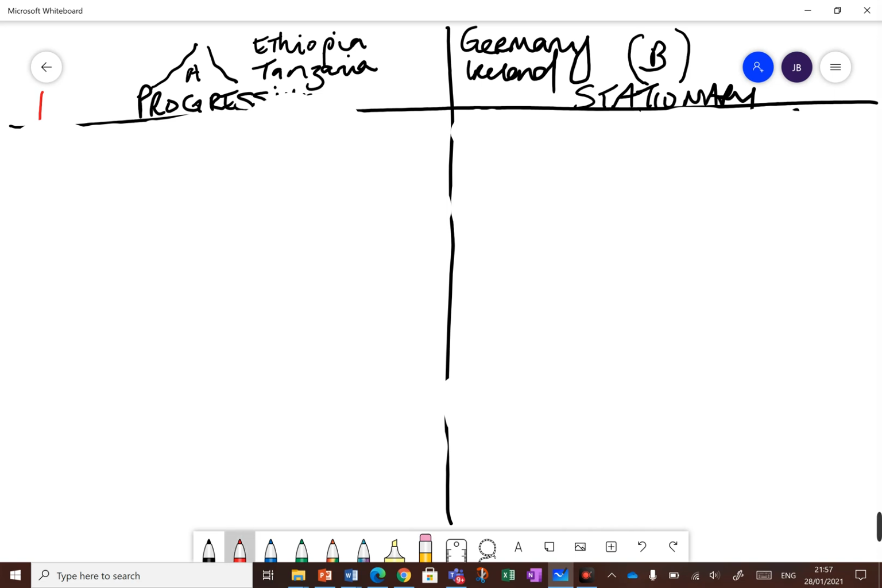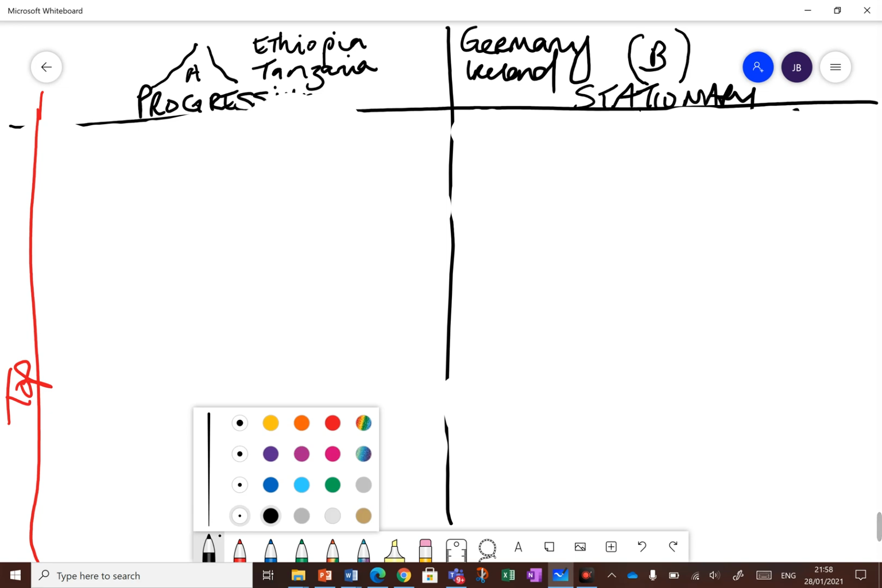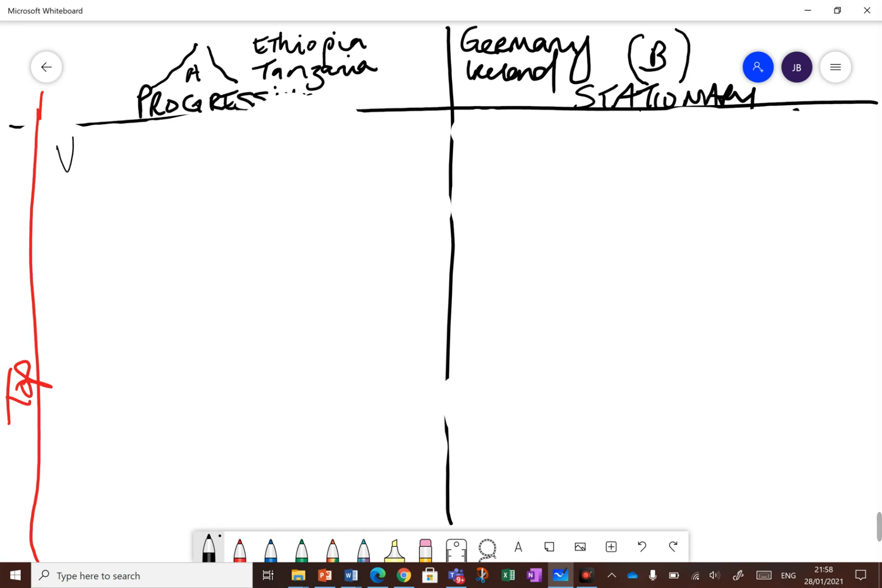Okay, so the final thing that we're going to look at is the top of the pyramids. And this one again is fairly straightforward. So in the Ethiopian, Tanzanian, the progressive type of period, very narrow top, which is indicative of low life expectancy.